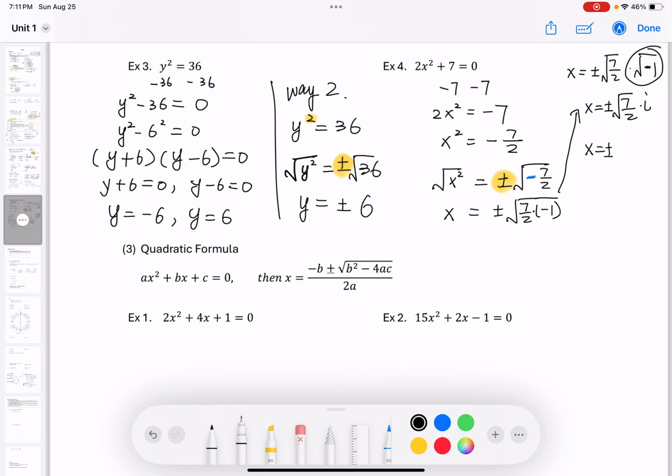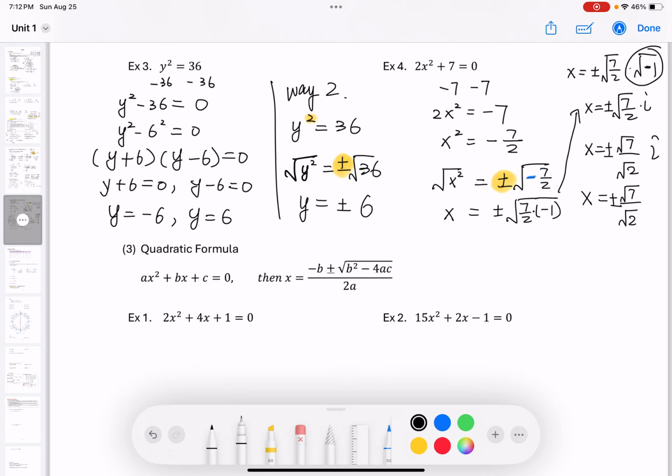We prefer to rationalize my solution. My denominator cannot have a square root. Now we can separate my 7 and 2, top and bottom: square root of 7 over square root of 2, times i. We have the denominator square root of 2. We need to multiply the square root of 2 top and bottom.